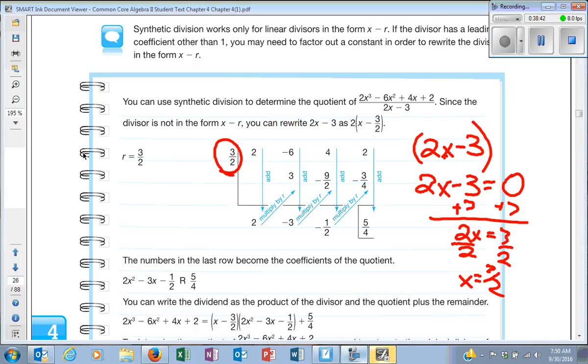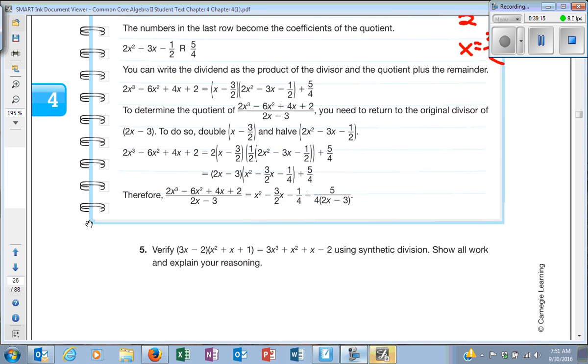Now, I do my synthetic division like I did before. Do you see how it goes 2, negative 6, 4, 2. Everything stays the same. The only tricky part about this one is finding the what? The root. And how do you know how to find the root? Whatever you're dividing by, whatever makes it 0 is going to be the root of it. That's why chapter 2, chapter 3 leads up to chapter 4.